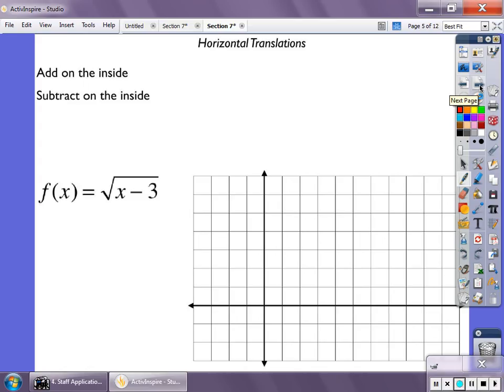We've done vertical translations. Now let's talk horizontal. And this is the one where it gets a little opposite. If you think back to last semester and some parabolas we were dealing with, when we added on the inside, that was a shift in the opposite direction you would think. Instead of going right, this one goes left. And then for subtracting on the inside, that is your shift right.